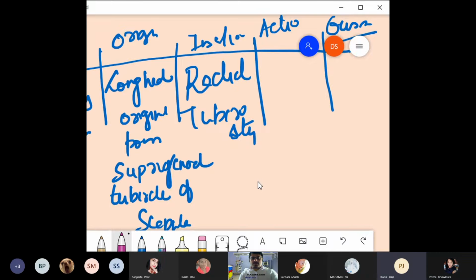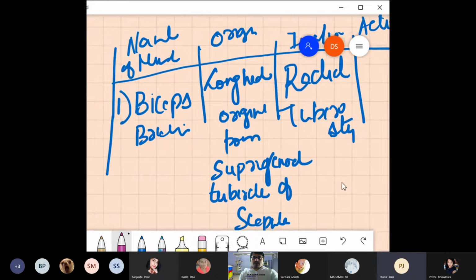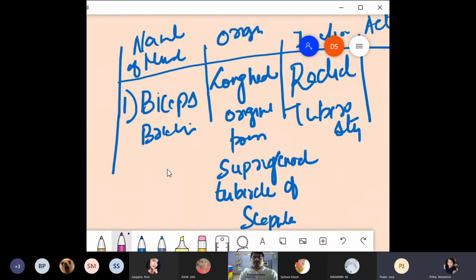Radial tuberosity. Biceps brachii, correct. Biceps brachii is the name of the muscle. My question was which muscle is inserted into the radial tuberosity. Which muscle is inserted into the radial tuberosity? There is no muscle called radial tuberosity. But the name of the muscle which is inserted into the radial tuberosity, that name is biceps brachii. Do you understand how an MCQ can come?